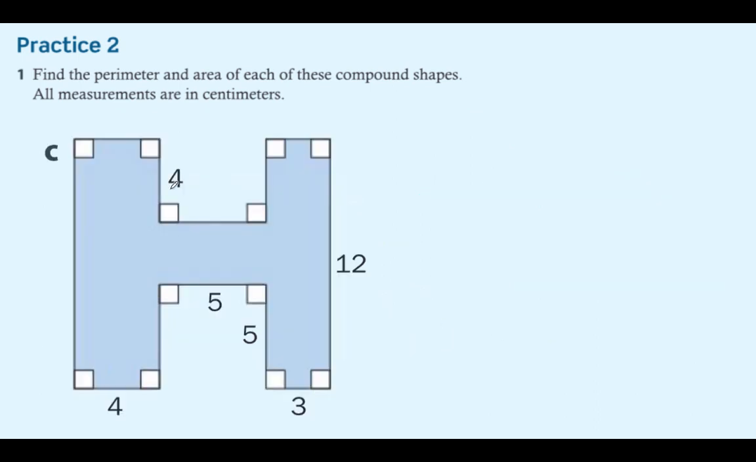Moving to part C, for area you can see that this is a combination of three different rectangles: rectangle 1, rectangle 2, rectangle 3. So we will find the area of these rectangles, and for perimeter we just need to sort out the lengths. If this is 12, this must be 12 as well, and this is 5, this is also 5, this is 4, so this is also 4. If this is 5, this is also 5 because these are parallel and equal, and this is also 3, this is also 4, and we just need to add the values.